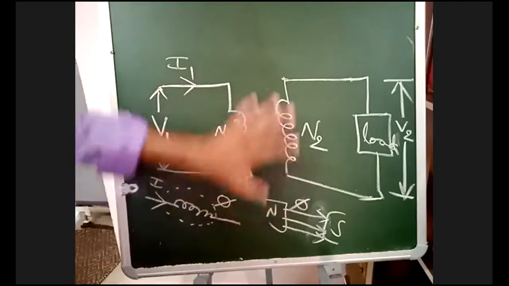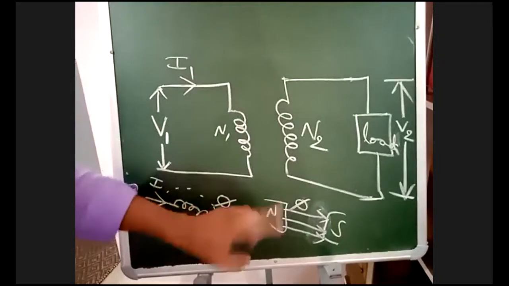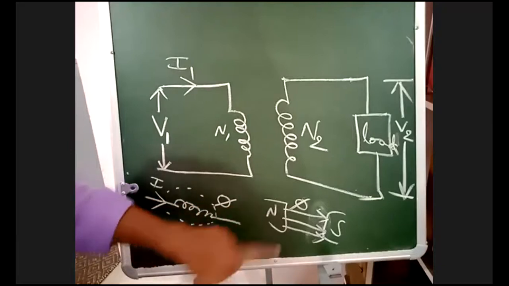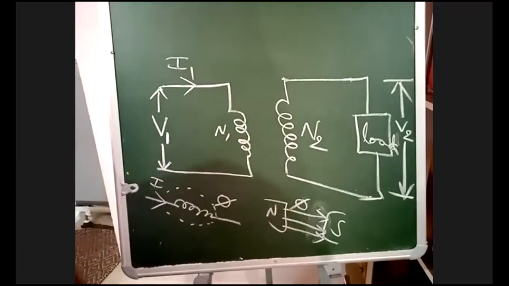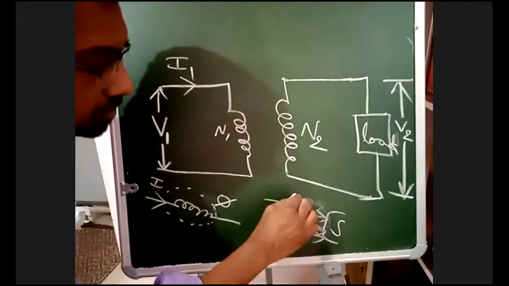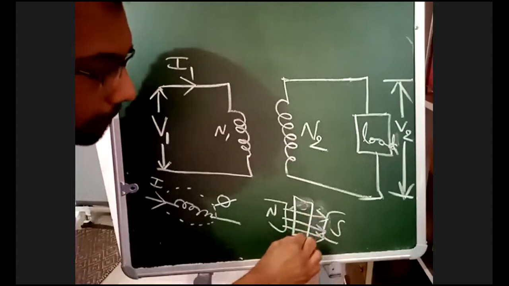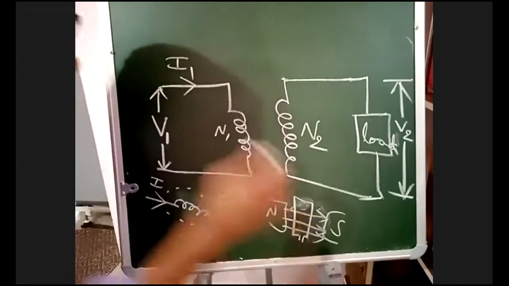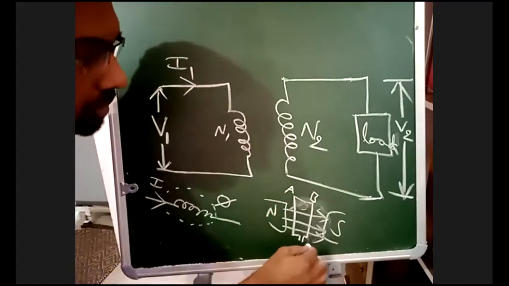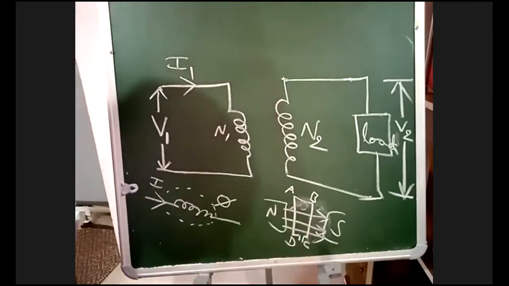This is not related to the transformer. For your information, I am telling how to develop the electric quantity from the magnetic flux. We have magnetic flux. Now I am placing one conductor, a copper wire, here. This A, B, C, D is the copper wire. This copper wire is the conductor.